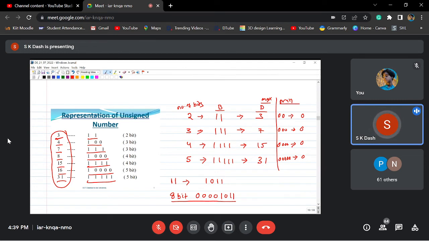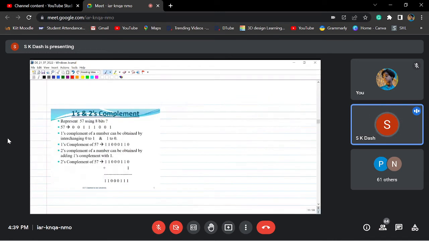Suppose when we add two 4-bit numbers, it is not mandatory that you get a 4-bit result only. The result can be 5 bits also. If a carry comes in the last place, it will become 5 bits. So to solve that issue, more bits are taken from the beginning only. So this is the representation of the unsigned numbers.